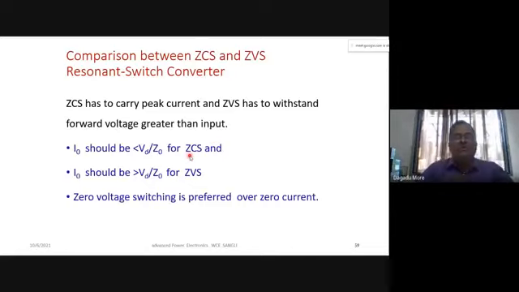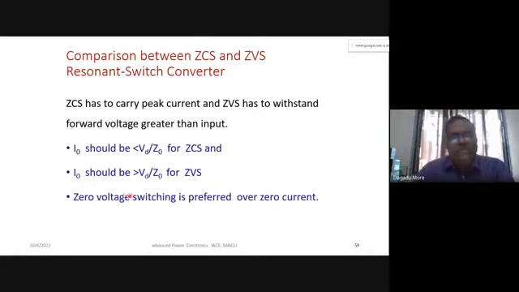Whether ZCS or ZVS operation is obtained will depend upon the load on the circuit. We have to take care that our load requirement satisfies these two conditions for proper operation as zero current switching or zero voltage switching.